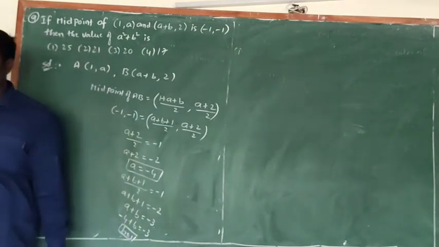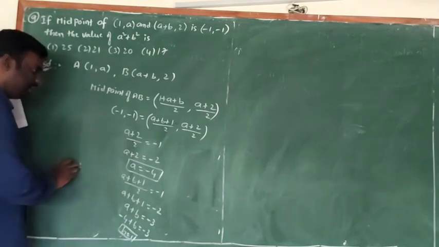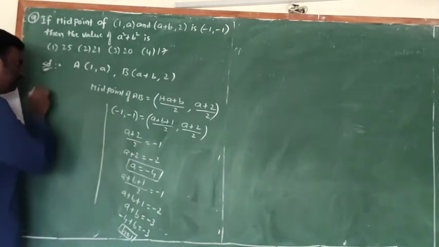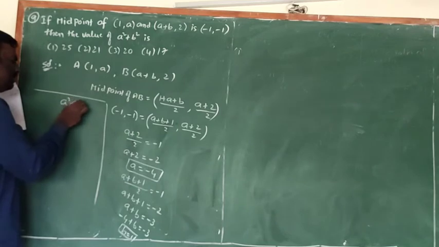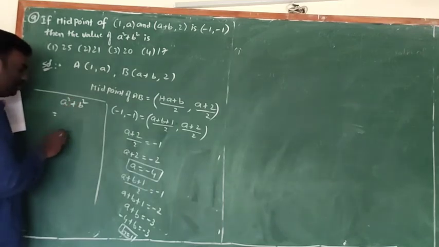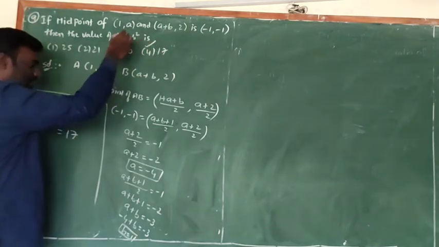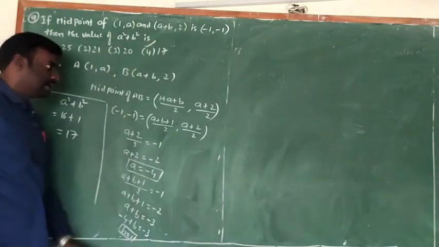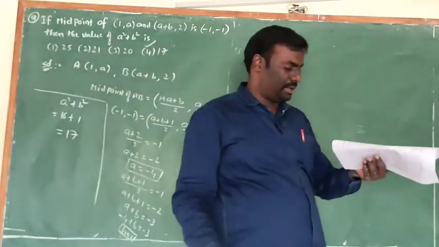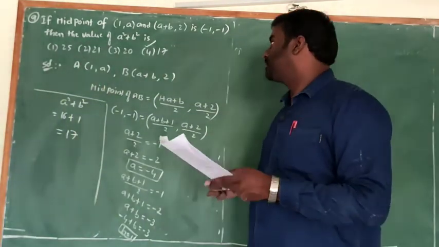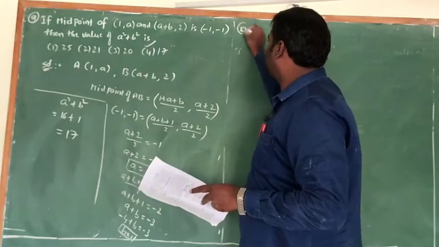Finally, we know the value of a and b. They asked a square plus b square. 4 square 16, 1 square 1. Now answer is 17. That is nothing but fourth option is a correct answer for this question number 9. Next, question number 10.